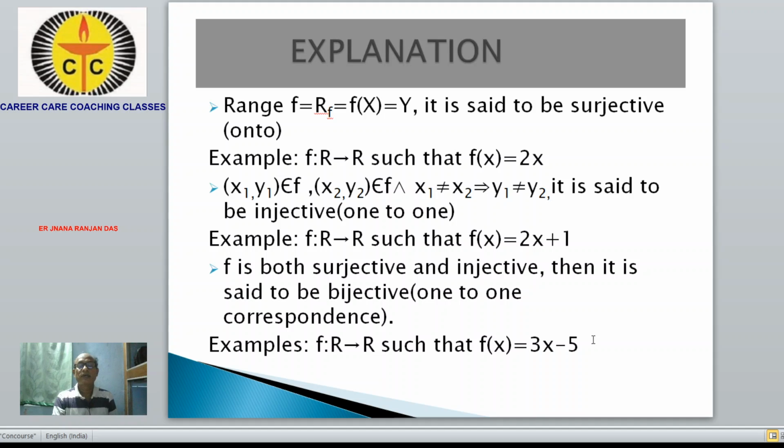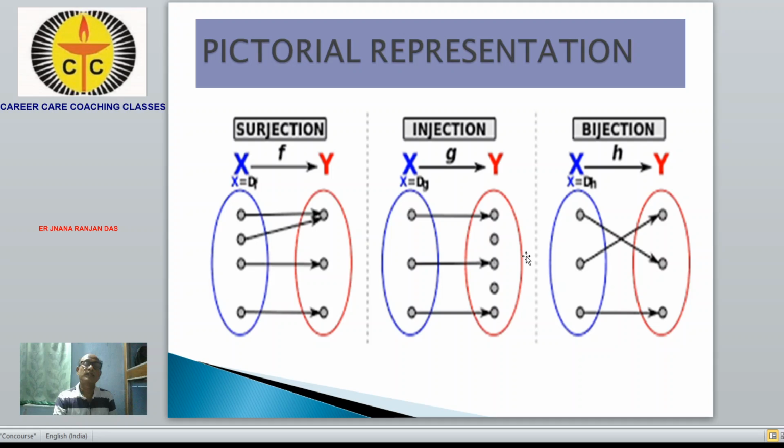What is the difference between these types of functions? If we observe the pictorial representation of surjection, injection and bijection: in a surjective function, the elements of X are related to the elements of Y and no element in Y is skipped. All elements are included, though it may be many-one. That means the range of f is equal to Y.